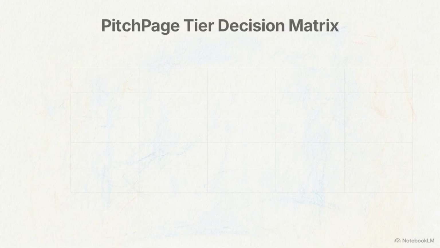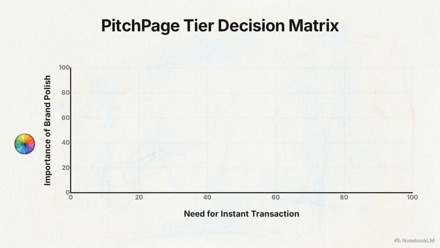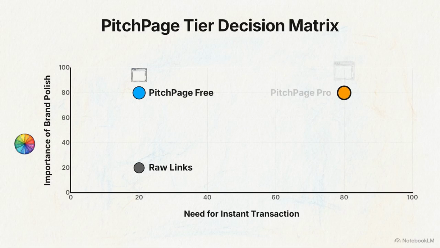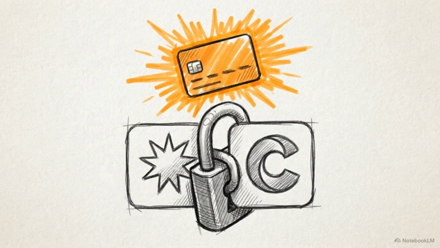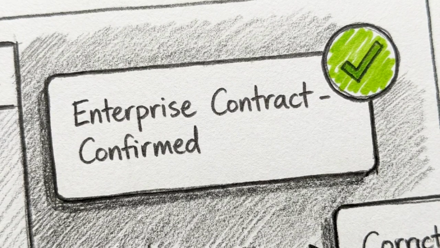Let's map out the final recommendation. This chart tracks the importance of brand polish against your need for instant transactions. Standard raw links sit in the bottom left for users with low branding and no transactional needs. If you run high-volume outreach where transactions matter but polish doesn't, PitchPage Free lands in the top left. PitchPage Pro sits in the top right corner, representing the optimal zone for users who require both maximum brand polish and immediate invoice payment. PitchPage forces a choice between the messy status quo and polished efficiency. The $19 monthly cost is only justified if a single lost meeting costs your business more than the subscription itself.